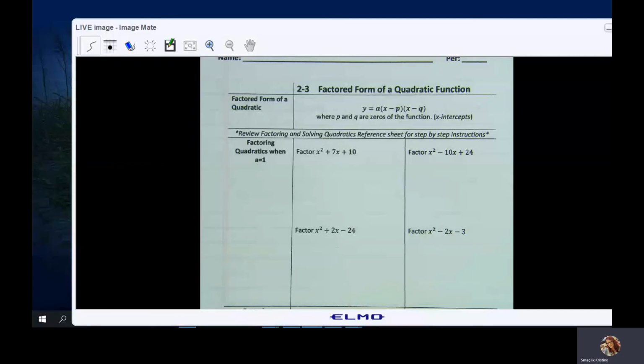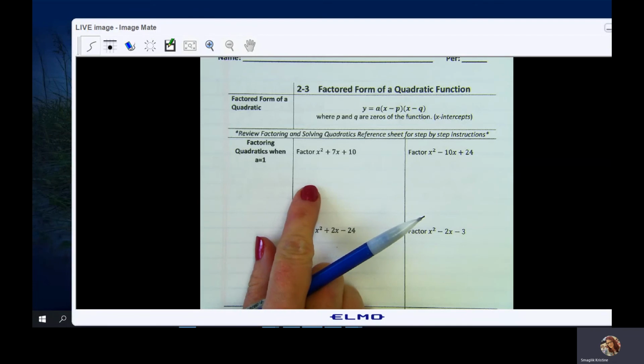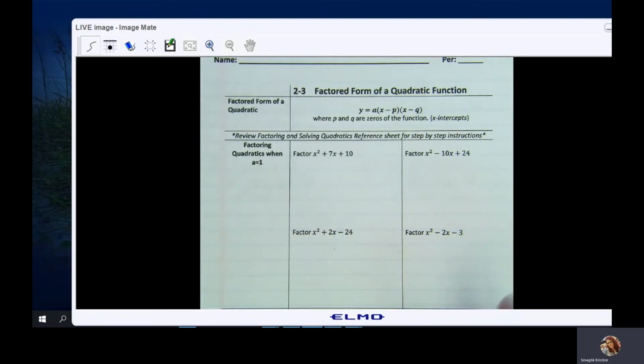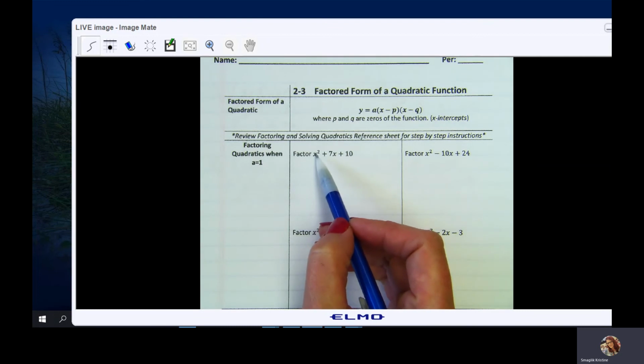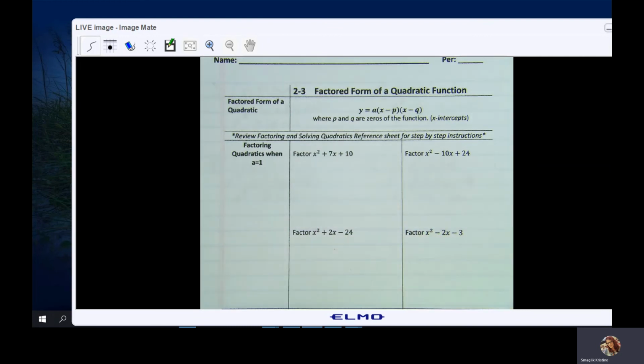Let's go ahead and do some factoring quadratics when a is equal to 1. Now notice on these four we don't see a coefficient. That means we have a coefficient of 1. These are pretty nice and easy to factor.